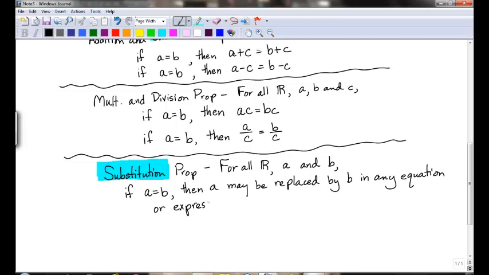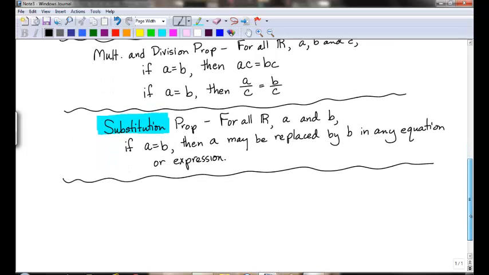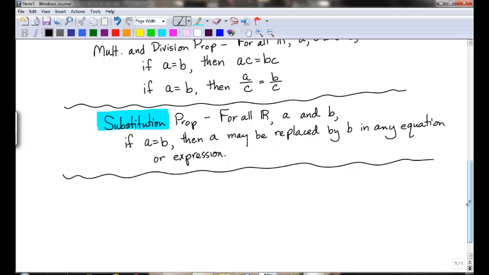That would be something like if I said 3 times 5 is 15, and then later on I substitute 15 in for 3 times 5. That's the substitution principle. That's not multiplication, because with multiplication you have to show that you're multiplying by the same thing on both sides.